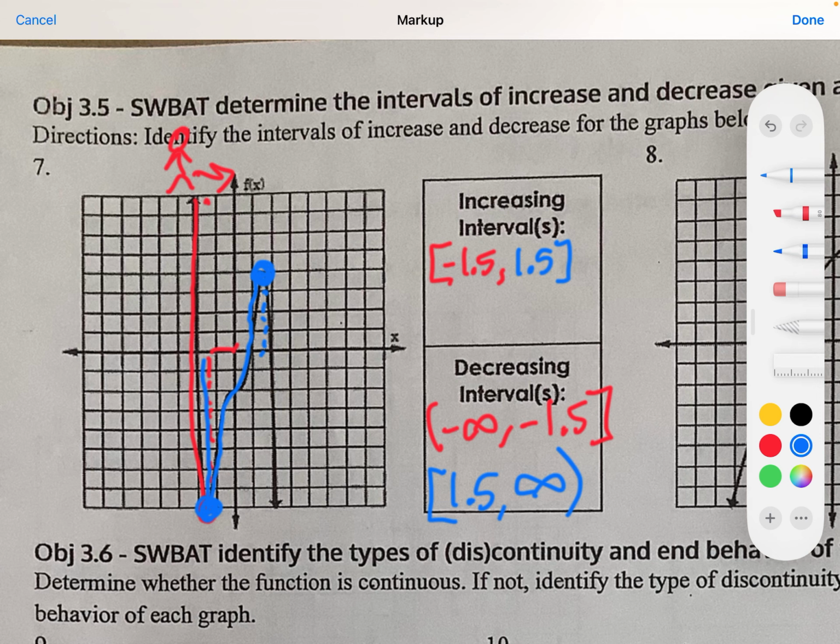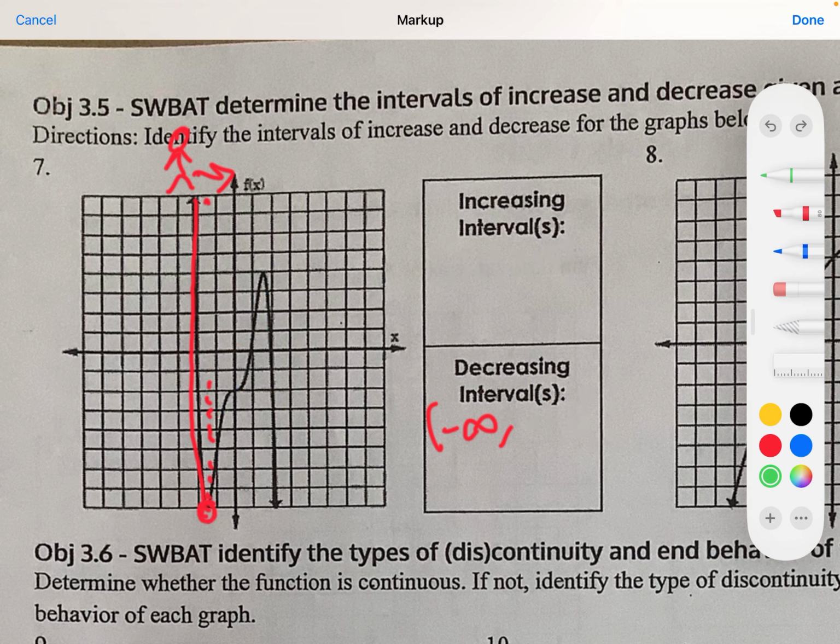To be clear, let me color code this. So we've got the negative 1.5 up to 1.5. So color coding this to make it a little easier to read.